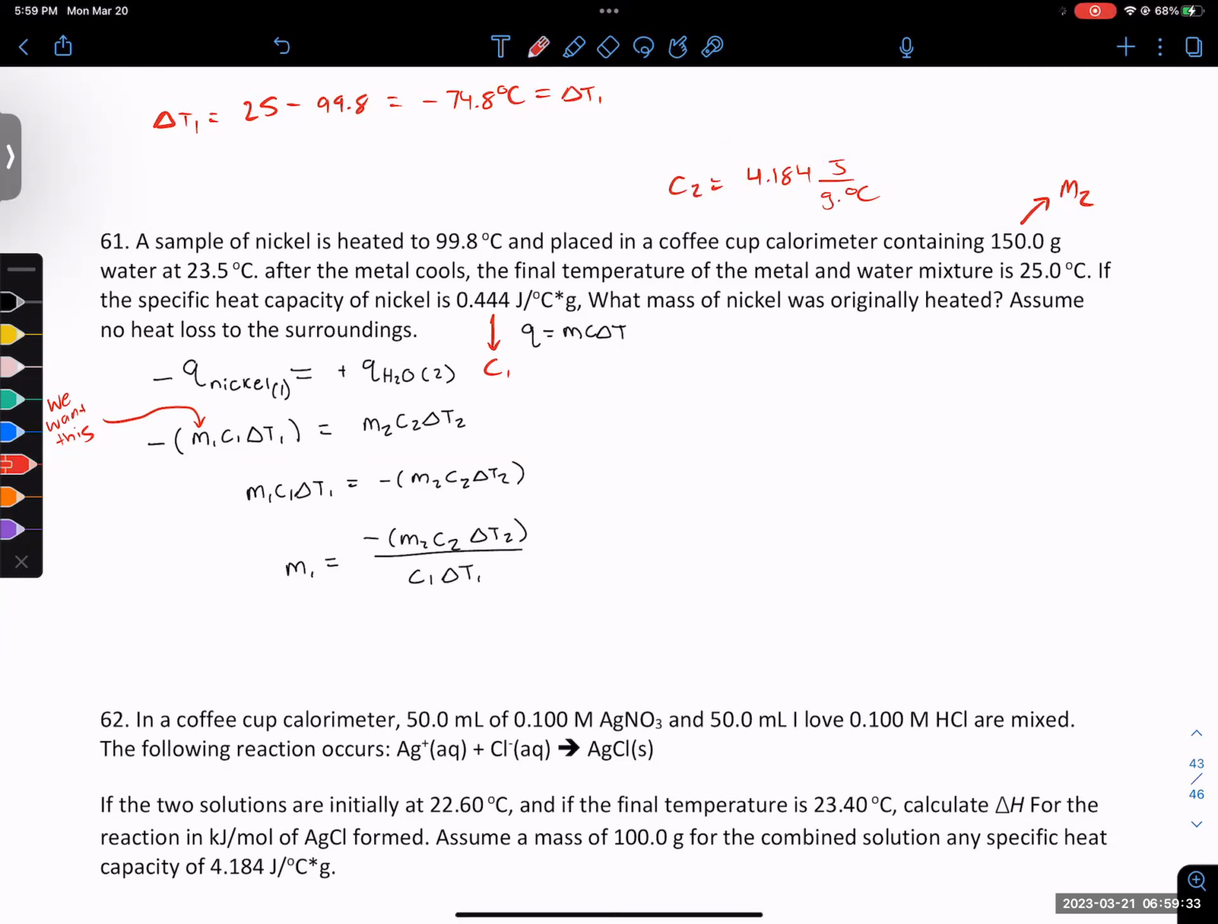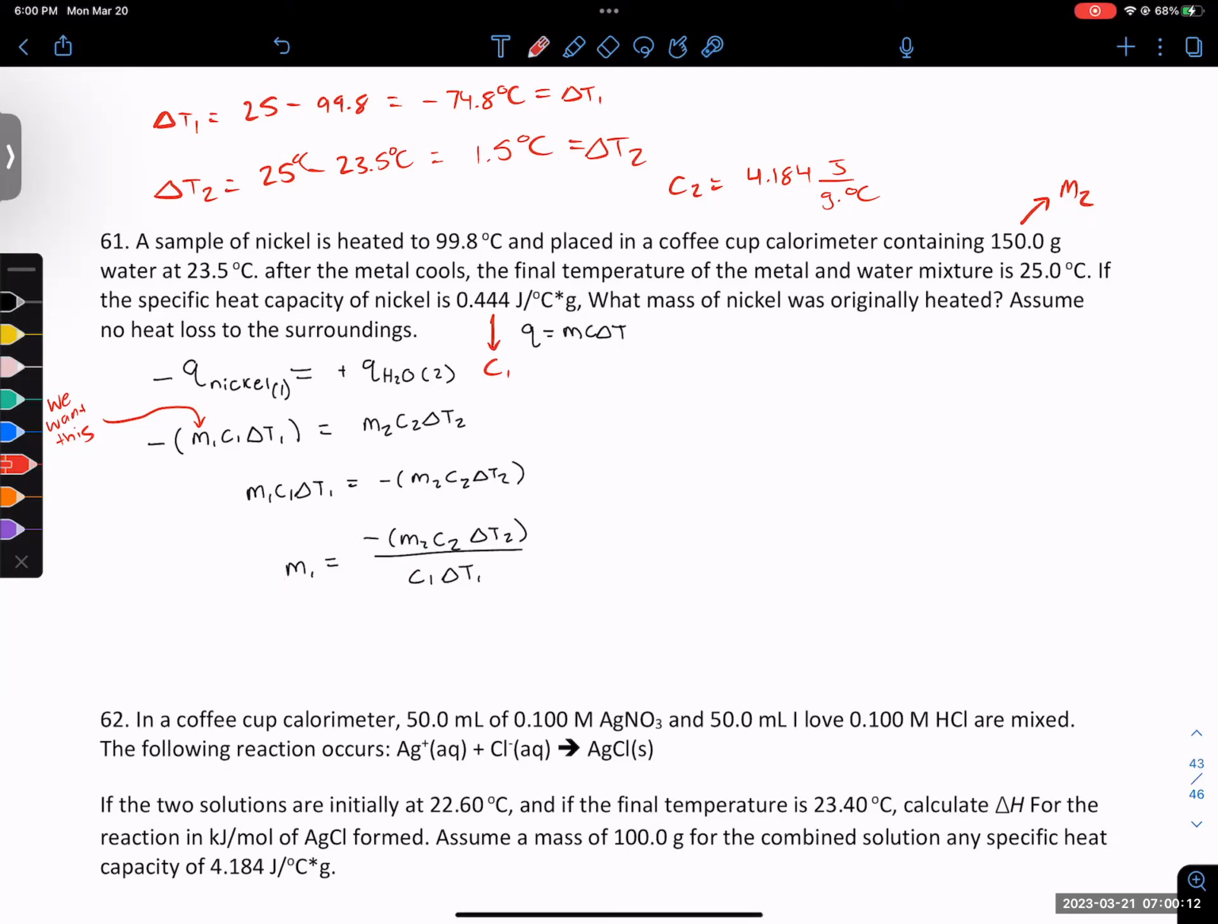And our delta T2. The final temperature of the water was 25 degrees Celsius as well, right? Because they've reached an equilibrium. And the initial temperature of the water was 23.5 degrees Celsius. This should give you a change in temperature of 1.5 degrees Celsius. So this is equal to delta T2. If you break the problem down into its components, you see you have all the variables needed to plug into this to arrive at your answer for the mass of the nickel.